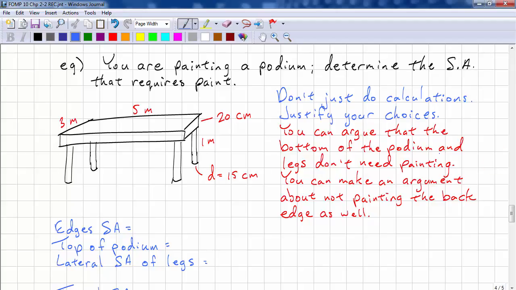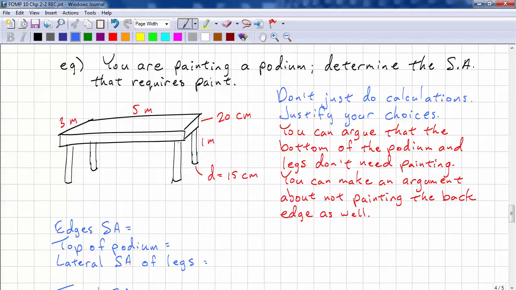So the bottom of the podium is only a meter high. So really, you're not going to be bending down to look underneath the podium. So we don't need to paint the bottom. And we don't need to paint the feet of the legs because they're touching the ground. So all we need to do is the lateral surface area of the legs. Also, we don't need to paint the tops of the legs either because they're actually touching the podium.